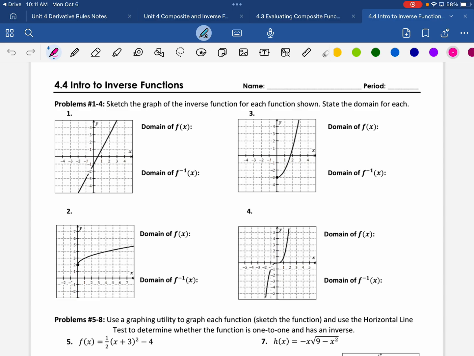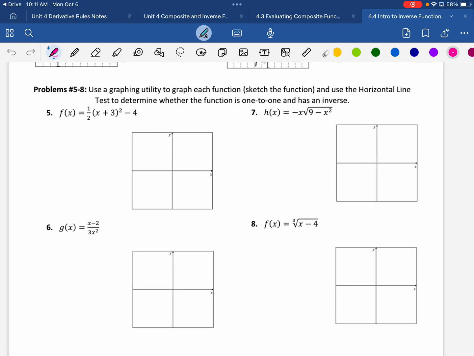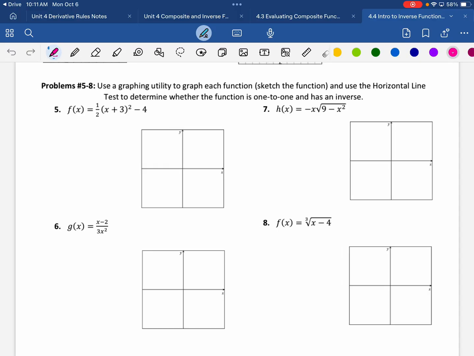All right, on these first couple, you are going to sketch the graph of the inverse. So if you need to make a table, make a table. If you can visually see it, that's also fine. And you're going to tell me the domain of the original and the domain of the inverse. So just find the range of the first one. Yep, and so the domain of the inverse, you could do two ways. You could do the range of the original, or you can actually graph it and then come up with the domain.